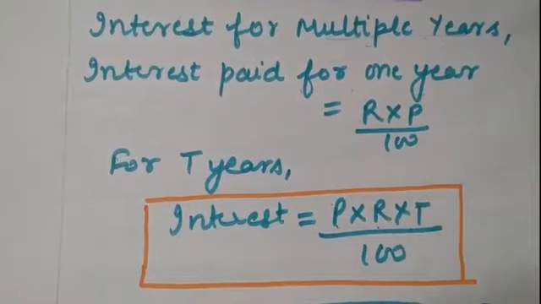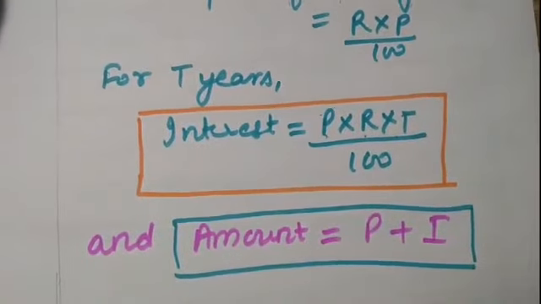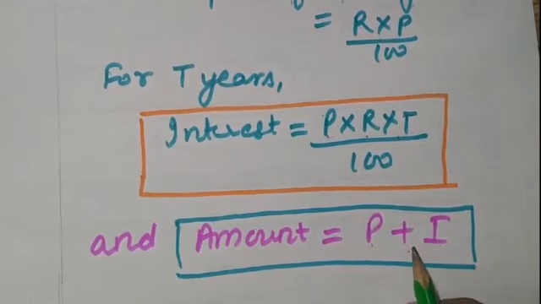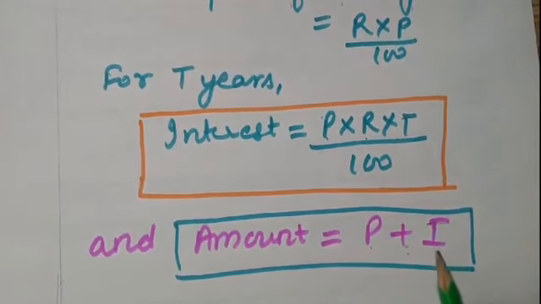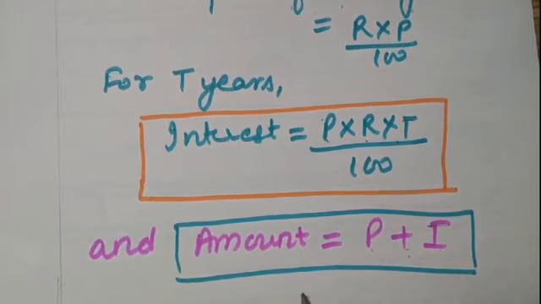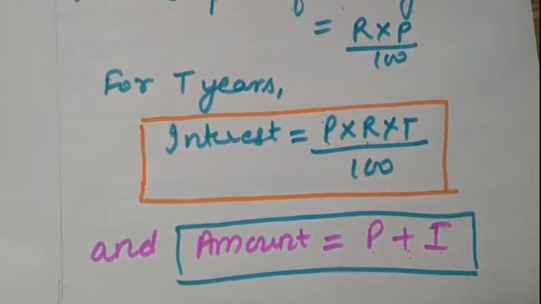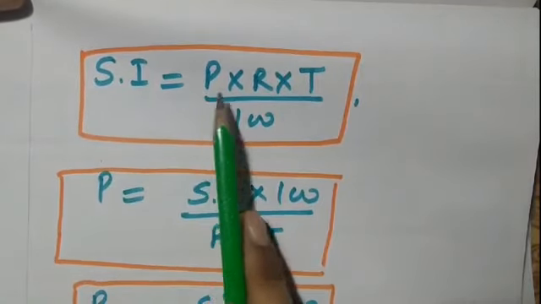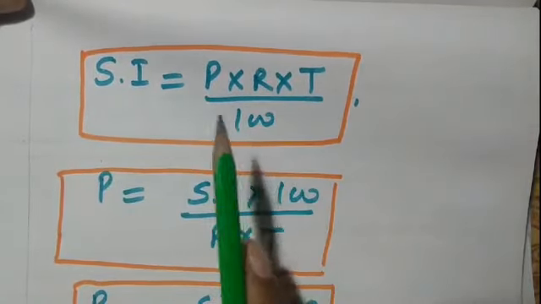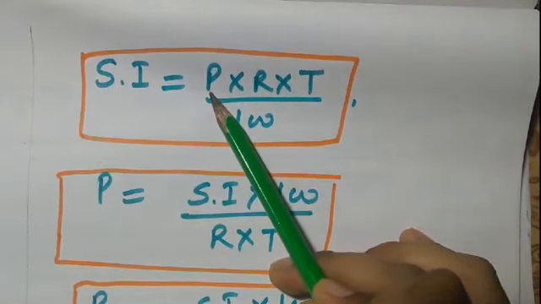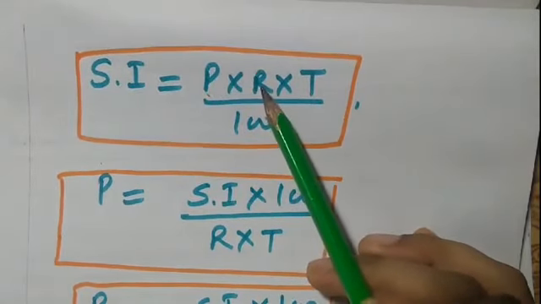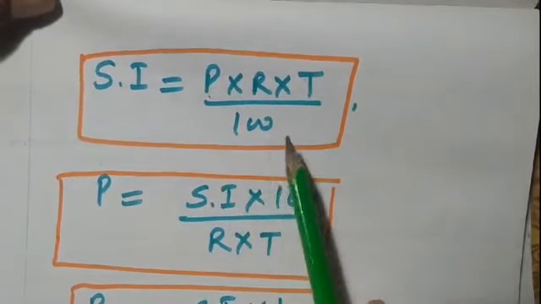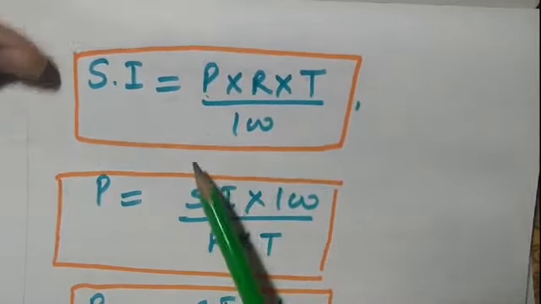Now amount means principal plus interest, that is amount borrowed plus interest, the extra amount. That will give you the amount. So in general, simple interest can be calculated as P into R into T over 100, where P is the principal, that is amount borrowed, R is the rate of interest, and T is the time. This is how you can calculate simple interest.